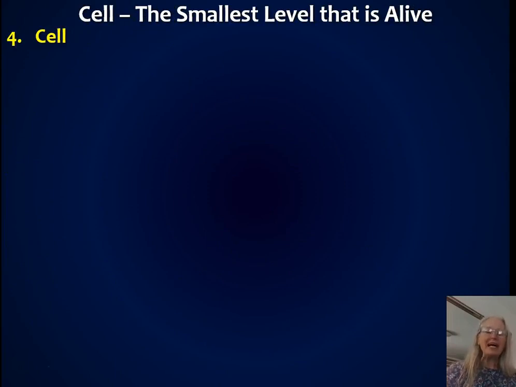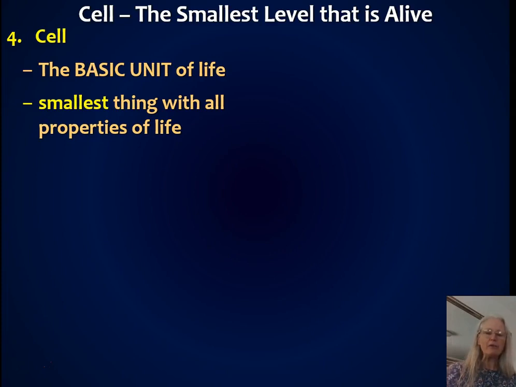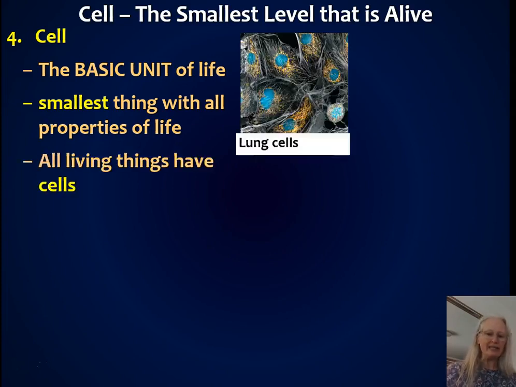So then, of course, cell is very important. Cell is the smallest level that is actually considered alive. So the ones we just looked at, those are important in making up life. But we're going to look at what it means to be alive, and a cell actually is the smallest thing that's alive. Weird, isn't it, that living things are made of things that we don't consider alive? So cell is the basic unit of life, and the smallest thing with all the properties of life, the properties that something needs to have to be alive. And all living things have cells.